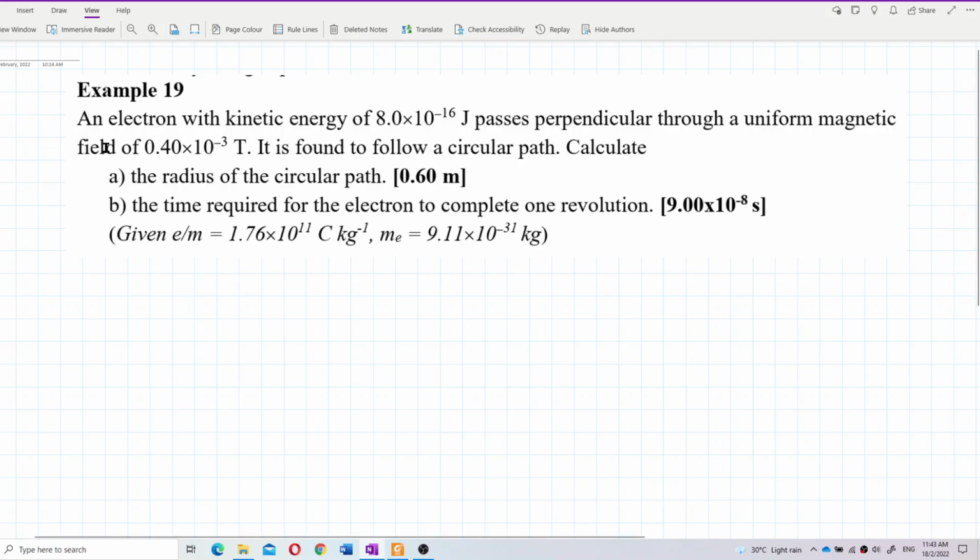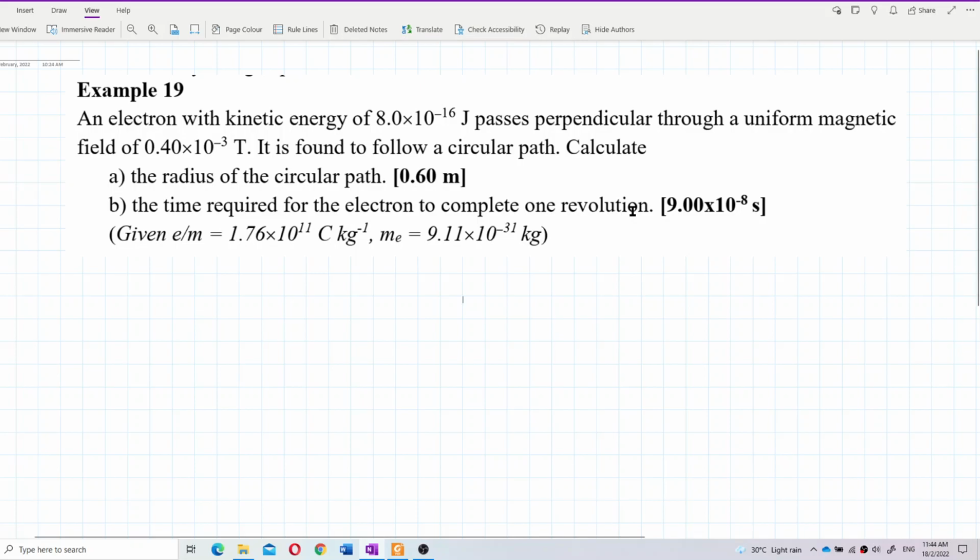Okay, an electron with kinetic energy of 8 × 10^-16 joule passes perpendicular through a uniform magnetic field of 0.4 × 10^-3 Tesla. It is found to follow a circular path. Calculate the radius of the circular path and also the time required for the electron to complete one revolution.